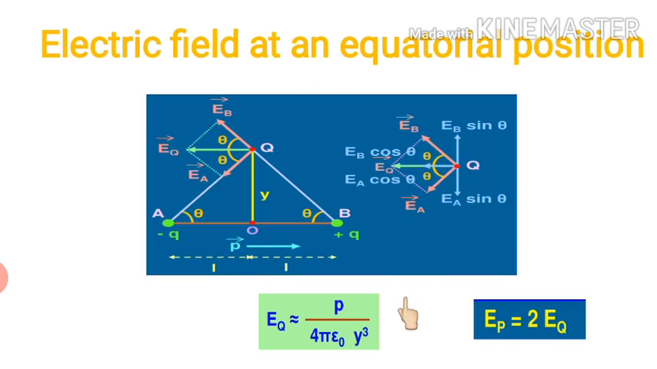So finally we will have this expression, EQ is equal to P upon 4 pi epsilon naught y cube, where y is the distance of this point Q from the center of an electric dipole. So this is the expression for the electric field at an equatorial position due to an electric dipole. So we observe that the electric field at an axial position is twice the electric field at an equatorial position.